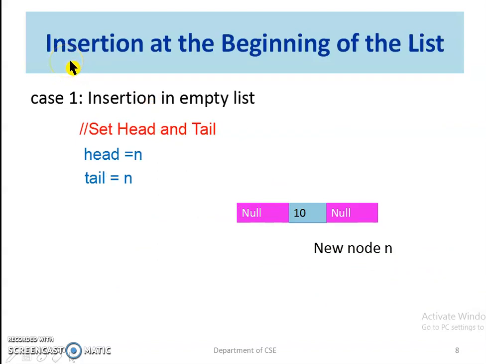As there is no other node in the list, the new node is the one inserted first. Set the head and the tail pointer to point to n by setting head is equal to n and tail is equal to n. Thus, the insertion at the beginning is done.